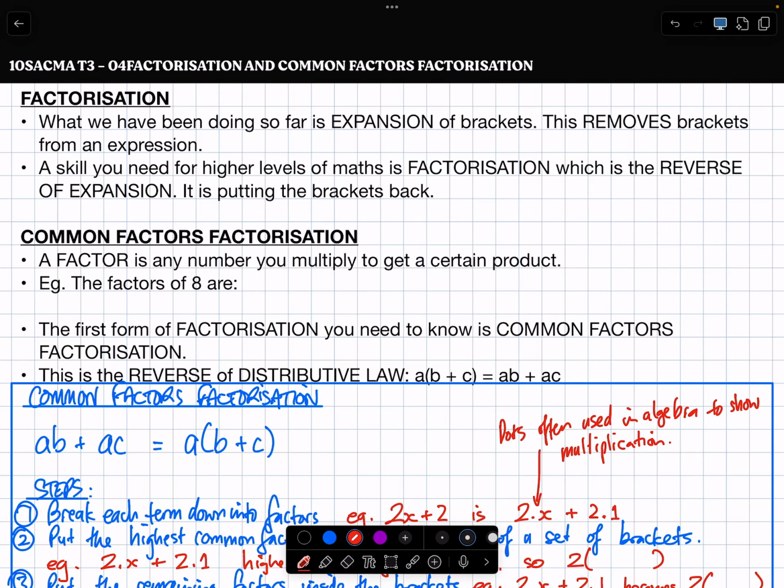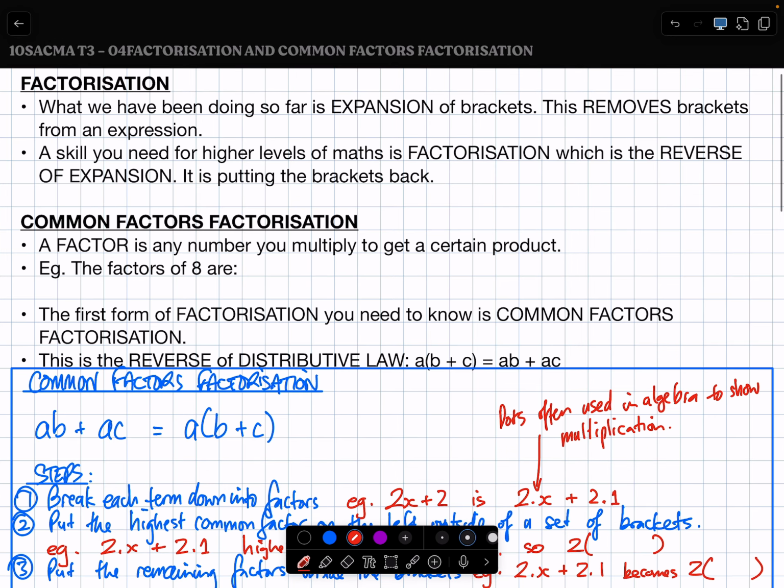All right, everything that you've done so far is expansion. What are you doing with expansion? You're removing brackets. Boys, would you like to add to this? Then just be quiet. All you've done is expansion.